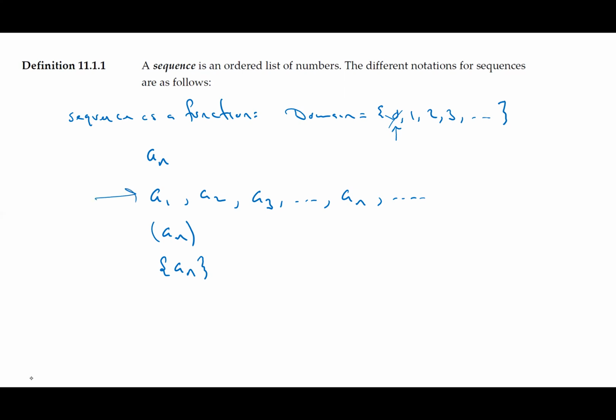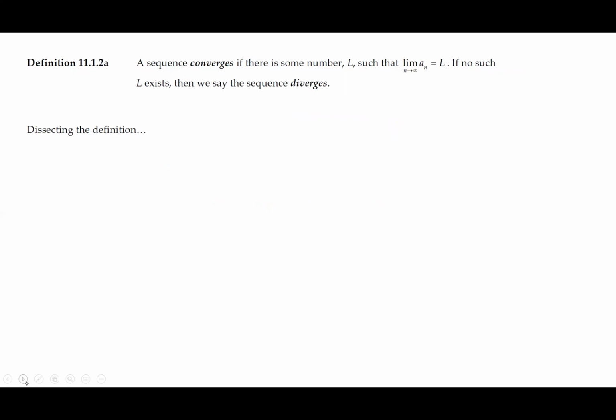Different notations. The big idea is, does this thing converge? The sequence may have infinitely many terms, but after long enough, do all the terms start to approach some value? Do they all start to look alike? And that's what we mean by convergence. And if that doesn't happen, then we say the sequence diverges.